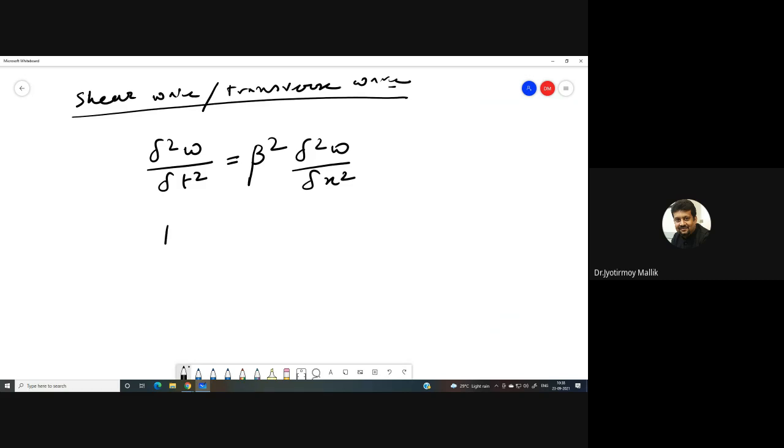And beta is the velocity of the shear wave, and beta is written as the square root of mu by rho. Now you see this doesn't have a bulk modulus term. So if mu is 0 in fluid, we find that beta is also 0. Hence we say that the shear wave does not propagate through fluid.